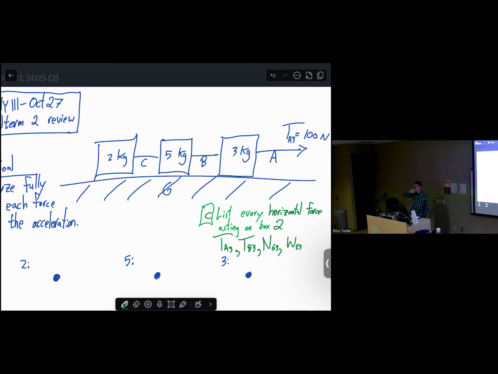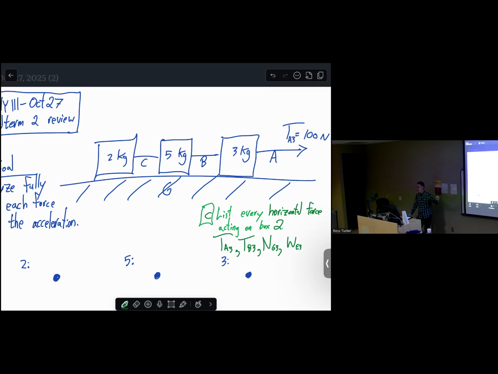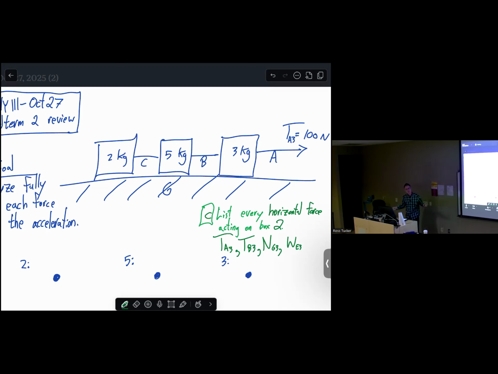Nope. Normal, by definition, the word normal means right angles. On a horizontal surface, normal is always vertical. Now, if there weren't a normal force, there would be no friction. Friction depends on the 2 surfaces being pressed together. But that doesn't mean normal acts horizontally. Other questions before we continue?